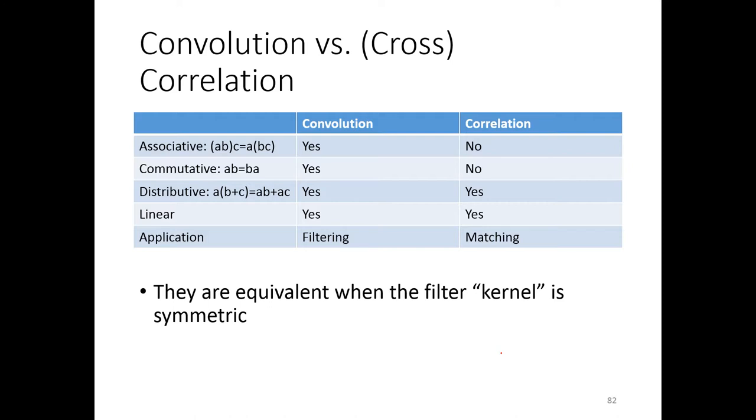I guess this is just a summary slide for that. Convolution has lots of nice properties, but conceptually it's a little bit more complicated because you're flipping. Correlation is conceptually very simple, but you have, I mean, fewer nice properties. And of course, if your filter is symmetric, then the two are basically the same, because flipping it is the same as not flipping it.